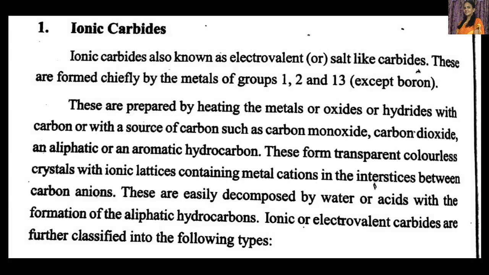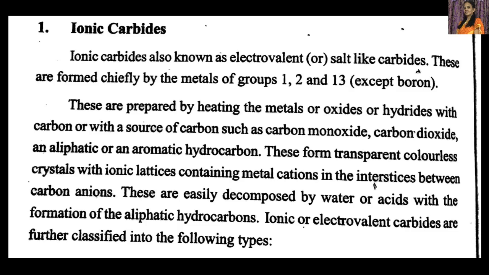Now first of all, let's discuss ionic carbides. Ionic carbides are also known as electrovalent carbides, which are salt-like carbides. They are formed by the metals of groups 1, 2 and 13. So carbon combines with metals of the first group, the second group and the 13th group, except boron.